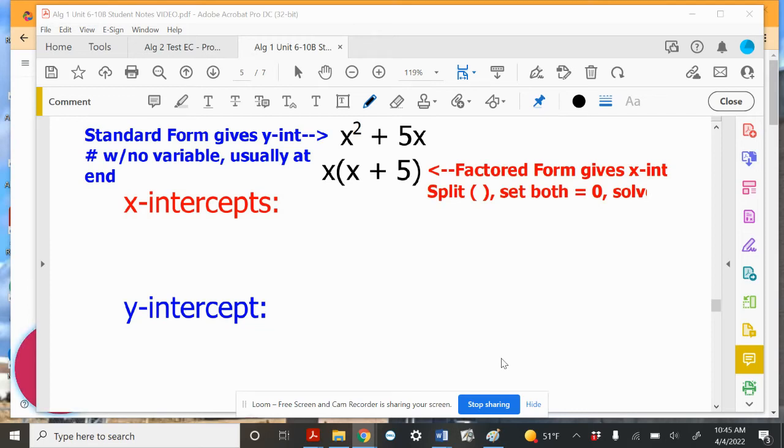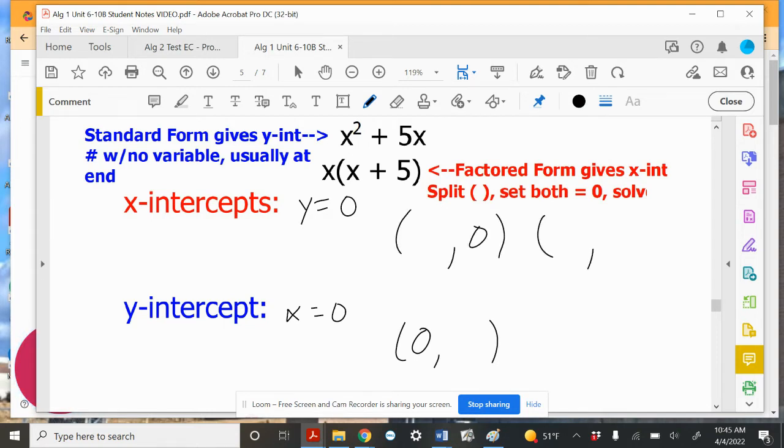Okay, again, we are starting off with the standard form and the factored form, just so that you can see it. Of course, the standard form gives us the y-intercept, and the factored form gives me the x-intercepts. Again, y equals 0 for x-intercepts, x equals 0 for y-intercepts. So I know that I have 0 something, and up here I have something 0 and something 0.